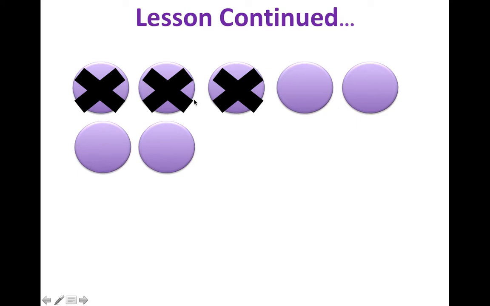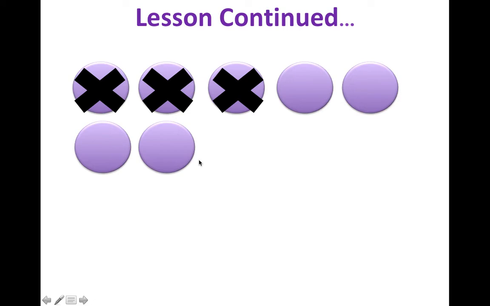Initially, I started off with 7 circles, then I took 3 out. Once I took 3 out, let's see how many circles are left. So I have 1, 2, 3, 4. I have 4 circles left. So for your exercise, you started off with 7, and then you decided to put 3 away. I put an X mark on my circle.